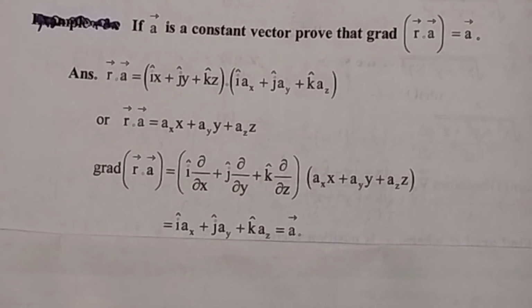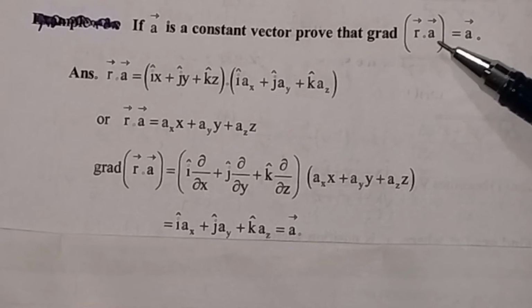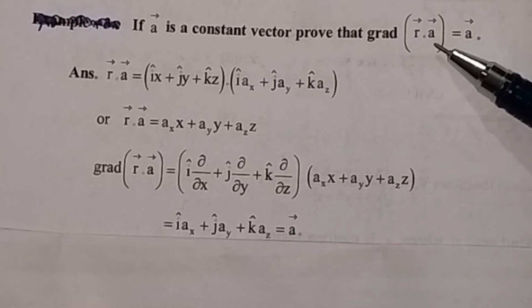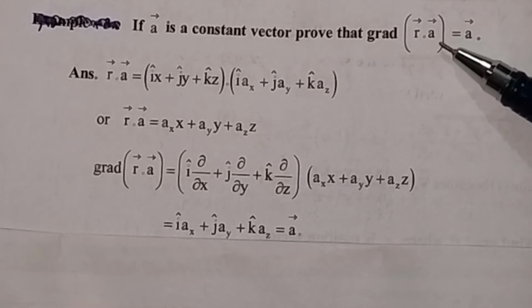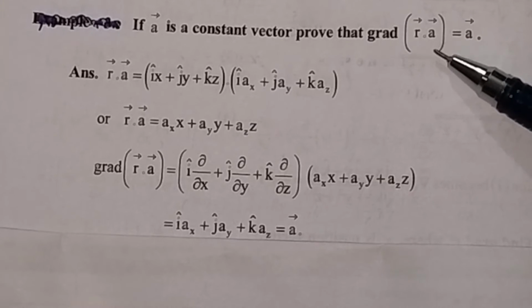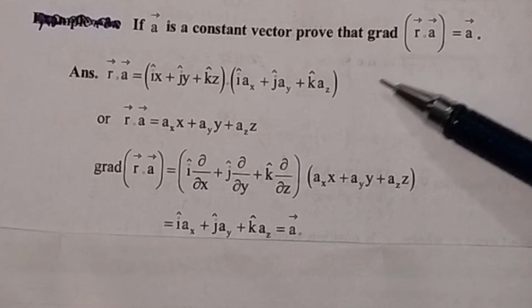If A is a constant vector, prove that gradient of r dot A equals A. Suppose r is the position vector and A is the constant vector. Constant vector means a vector whose magnitude and direction are constant at any position.